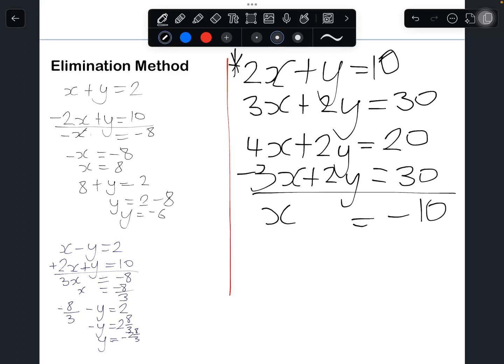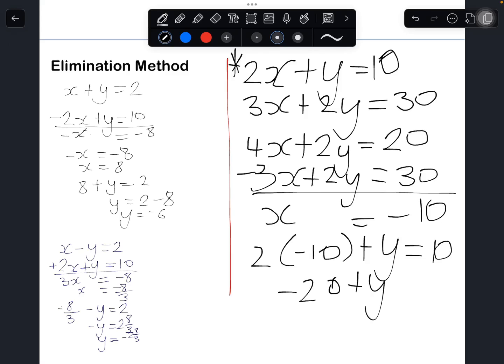Now that I know that x equals minus 10, I can then substitute into my formula. I can say 2 multiplied by minus 10, plus y equals 10. So this here will be negative 20, plus y equals 10, and then y is going to equal 30.